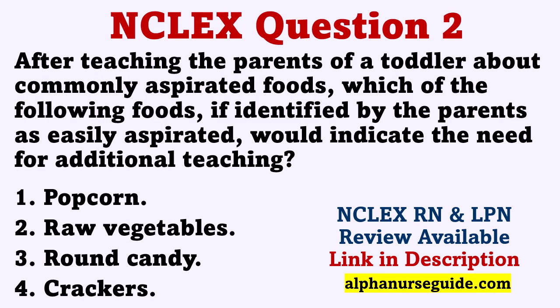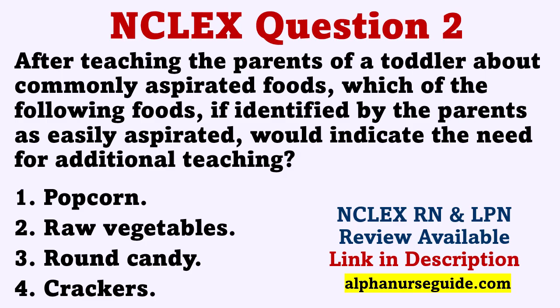After teaching the parents of a toddler about commonly aspirated foods, which of the following foods, if identified by the parents as easily aspirated, would indicate the need for additional teaching? 1. Popcorn. 2. Raw vegetables. 3. Round candy. 4. Crackers.